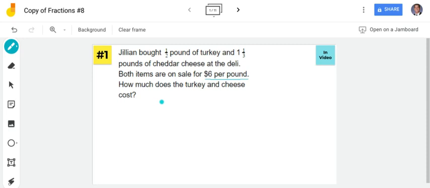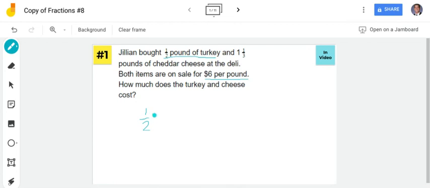Okay, so if we're at the deli and it's $6 per pound, we need to figure out how many pounds of turkey, in this case, a half pound of turkey. So I'm buying 1/2 pound of turkey. And if it's $6 per pound, so $6 for 1 pound, and I only want a half a pound, I would expect that to be half of $6. So I would expect it to be $3, right?